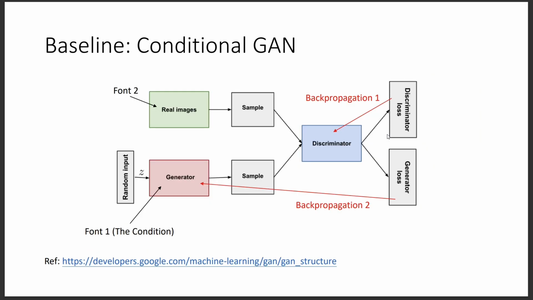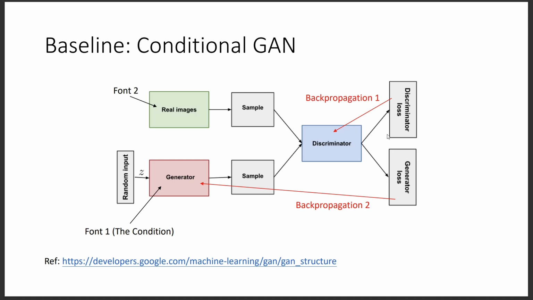And for the model, we choose conditional GAN as our main design. A GAN consists of two important elements, the generator and the discriminator. The generator is responsible for generating an image, and the discriminator is responsible for determining whether an image is fake or real. Originally, the generator takes some noise as input, and in conditional GAN, we also take the original font as input. It will generate an image and send it to the discriminator.